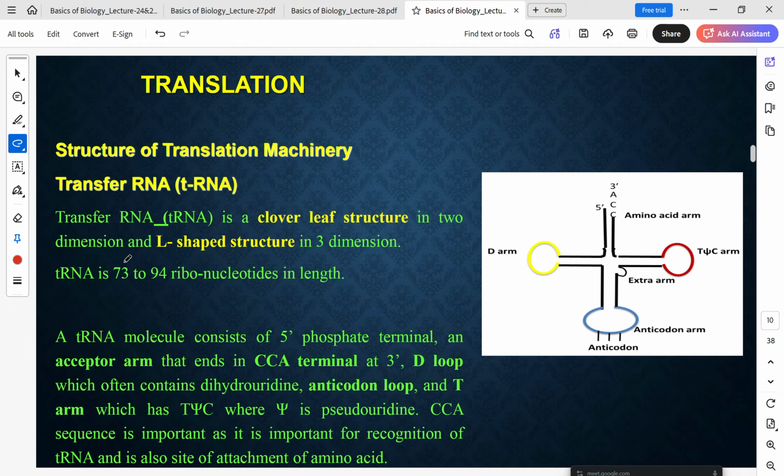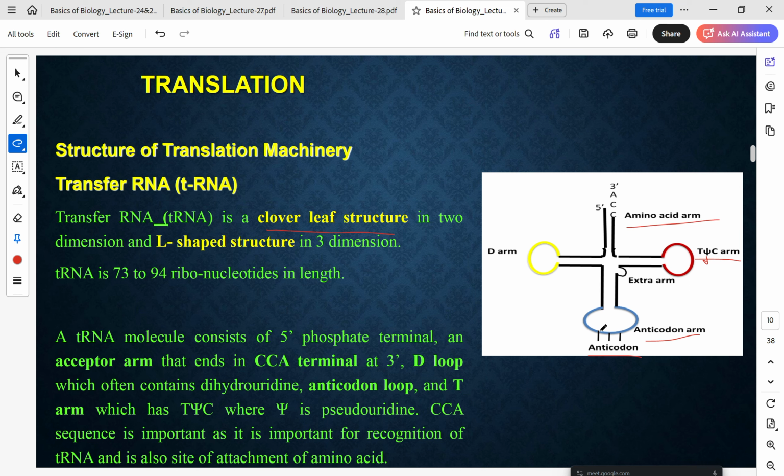Okay. The transfer RNA is very essential for translation. This has a clover leaf structure wherein there are 3 circular arms. There is a D arm, there is an anticodon arm, there is a T psi C arm. The psi codes for pseudouridine, which is a modified nucleotide. There is the amino acid arm, and there is the anticodon.